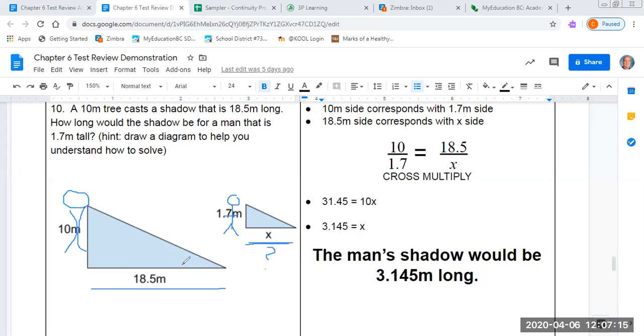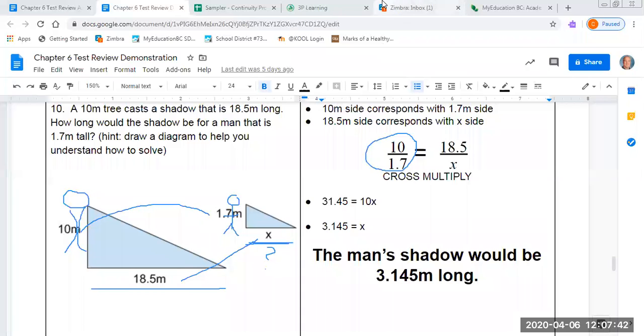Okay, so what we see is that sides 10 and 1.7 correspond with each other. That's why we wrote this fraction this way. And then what we see is 18.5 and x should correspond with each other. And because the x and the 1.7 are together, we have to have these on the same line here. So remember, I'm just going to erase that out. So if we have this, we need to cross multiply here.